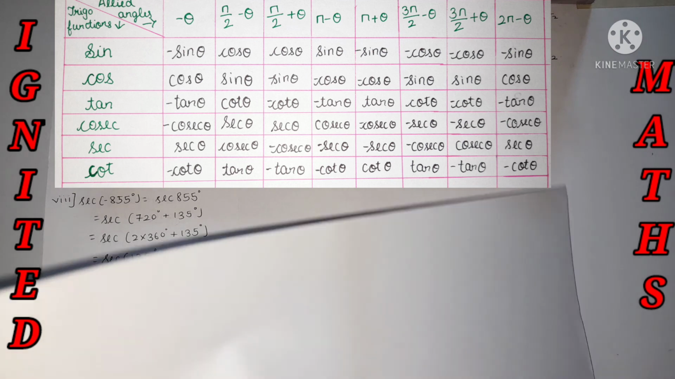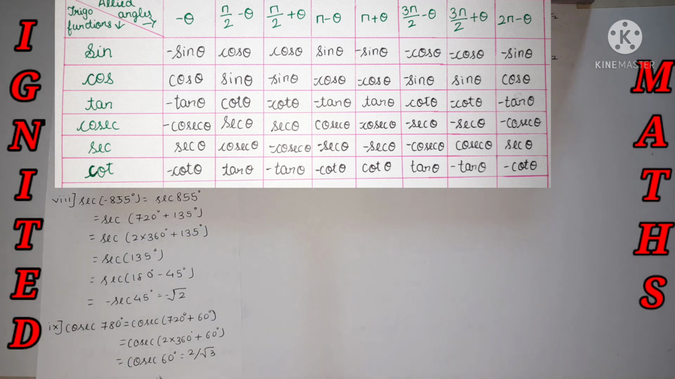Now the ninth sum is cosec 780 degree. So split it as 720 degree plus 60 degree. 720 is nothing but 2 into 360, which is 4 pi plus theta. So cosec of 4 pi plus theta is cosec theta, and theta over here is 60 degrees. So the value according to the trigonometric tables is nothing but 2 by root 3.